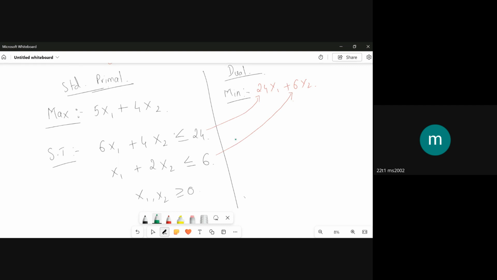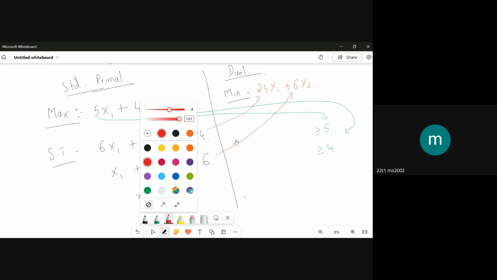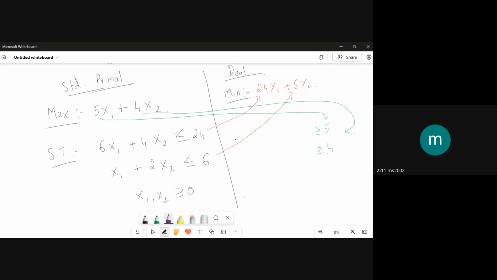Then this 5 and this 4 would actually come to the sides, and this is maximization. So this is less than or equal to. So these would be greater than or equal to. And what will happen is this 6 will come here. This 1 will come here.